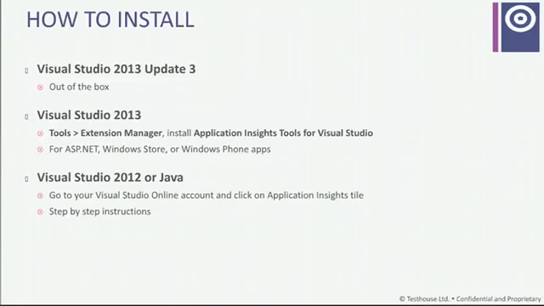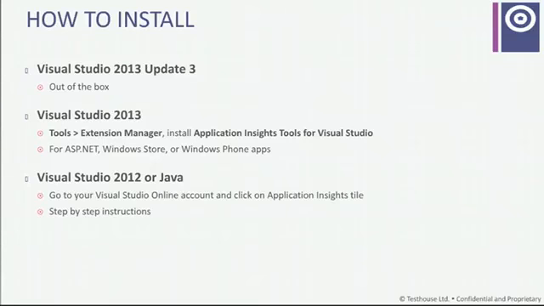If you're using an earlier version of Visual Studio 2013, with Update 2, you will have to manually install the Application Insight tools, and you can do it from Tools, Extension Manager. This tool is available for ASP.NET, Windows Store, or Windows Phone applications only at the moment. This might change in the future.